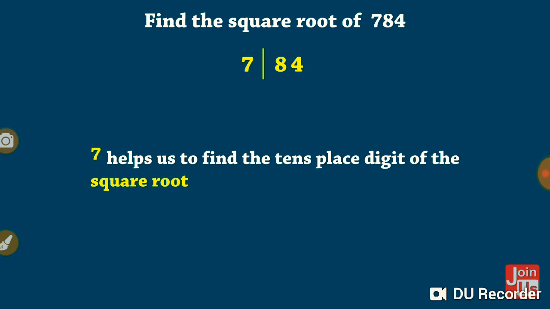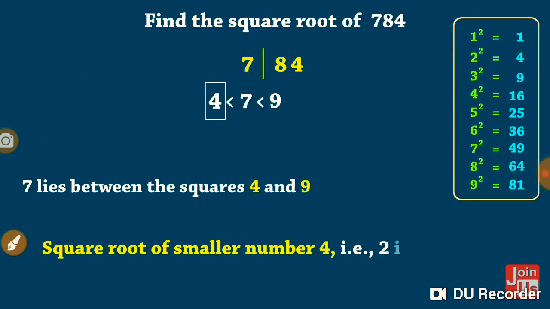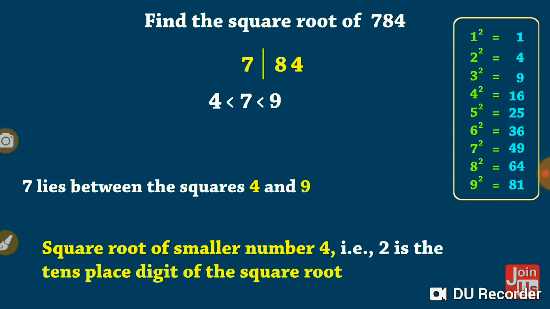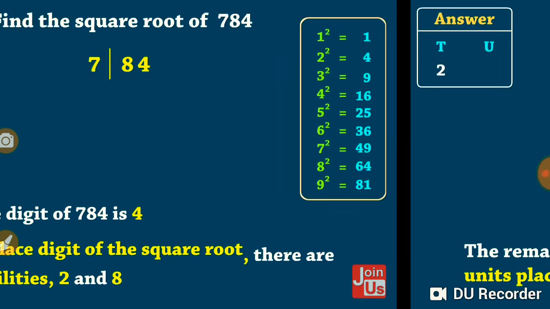7 helps us to find the tens place digit of the square root. 7 lies between the squares of 4 and 9. The square root of the smaller number 4, that is 2, is the tens place of the square root. The remaining group, that is 84, helps us to find the unit place digit of the square root.